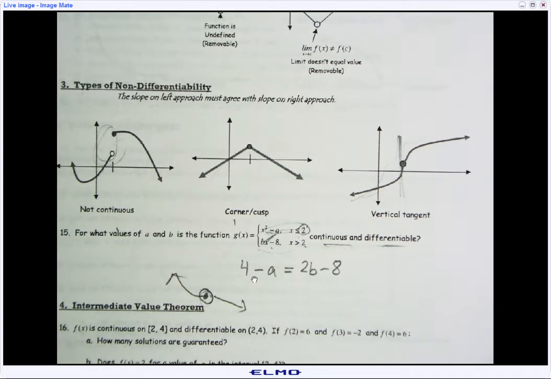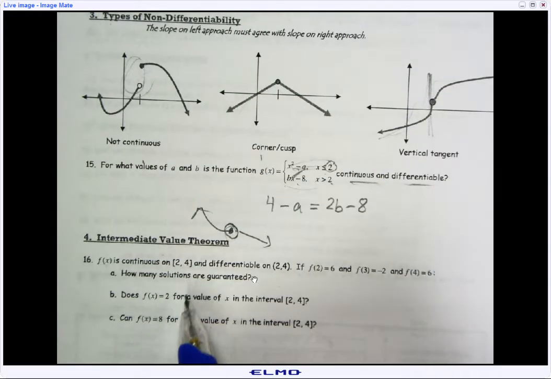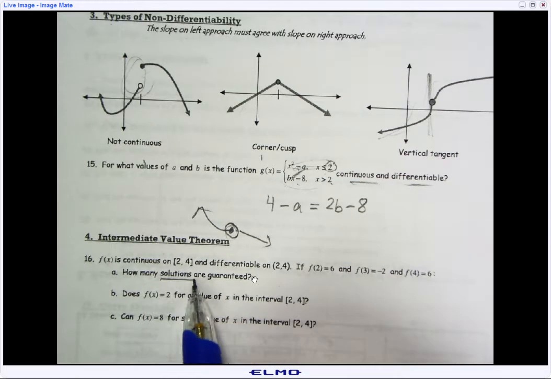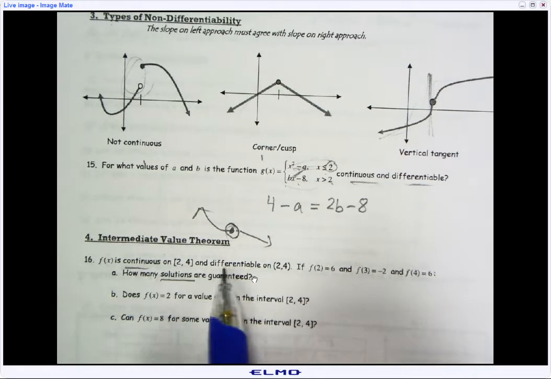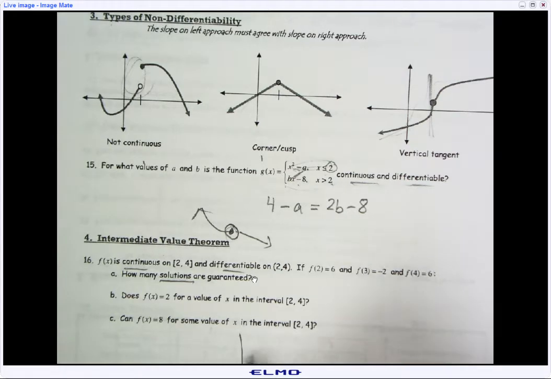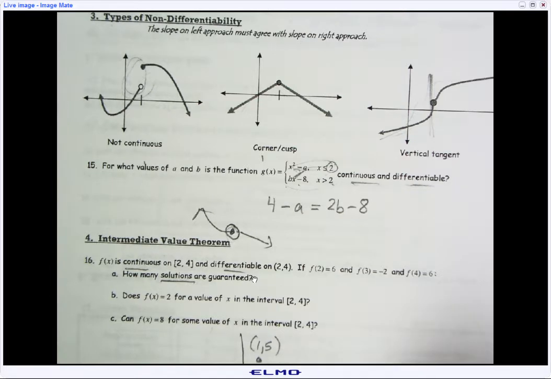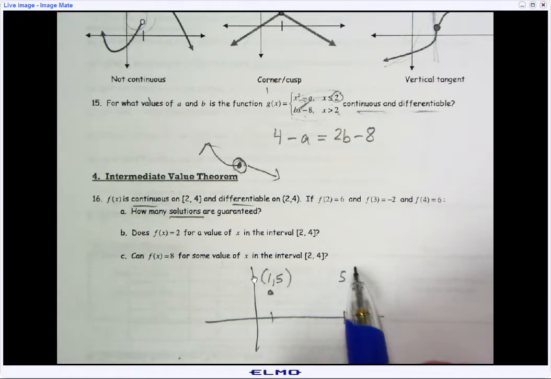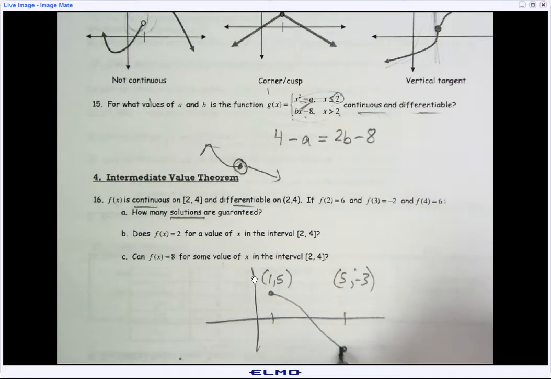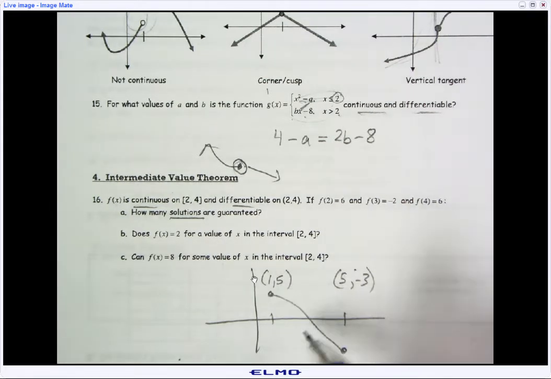Intermediate value theorem connects to initially your definition of the derivative. It's talking about the number of guaranteed solutions. And so you're looking at intervals. If it's continuous and differentiable, and you know f of 1 is 5, so we have that point, and f of 5 is -3, you know that you're guaranteed to have at least one solution if it's continuous. You might have more. It could go up and down, up and down, up and down, but you know you at least have one in that interval.